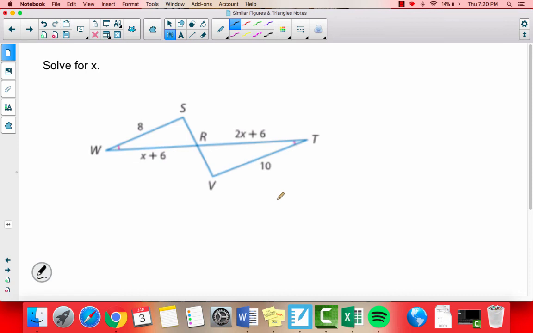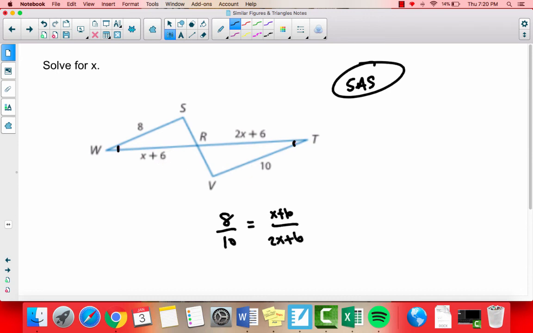It says here to solve for x. Notice that they marked 2 angles congruent, W and T, and then we're working with 2 sides. So this would be a side angle side situation if they told you they were similar. And we have to go ahead and set up a proportion. I'm going to have 8 over 10 equals, and then I started with the 8, so I have to start with x plus 6 over 2x plus 6. And then we could cross multiply.